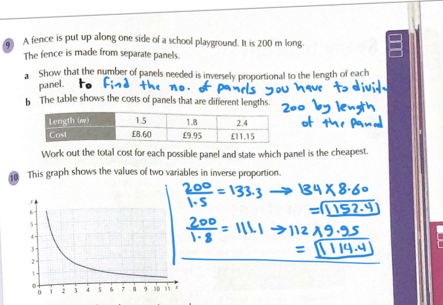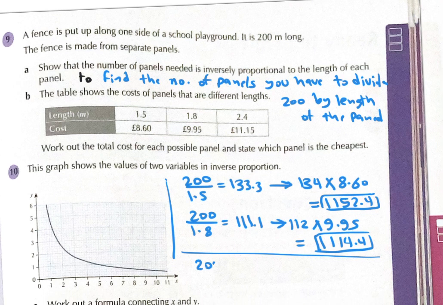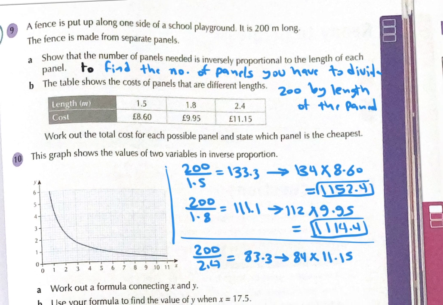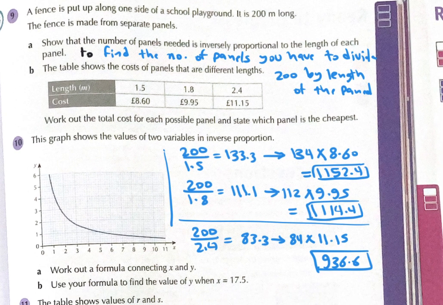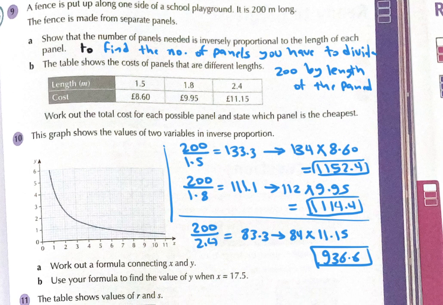The last one? 200 divided by 2.4. Same. 200 divide 2.4 is 83.3. So we need 84. 84 times 11.15 equals 936.6. So which is the cheapest one? The second one or the third one? Third one. The better value is the cheapest one.